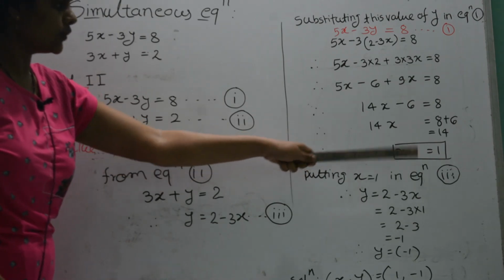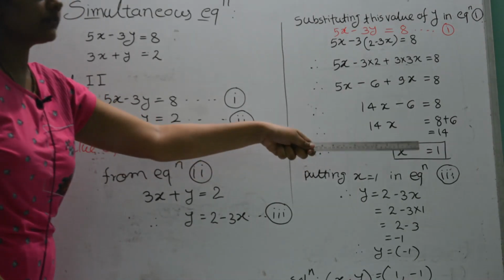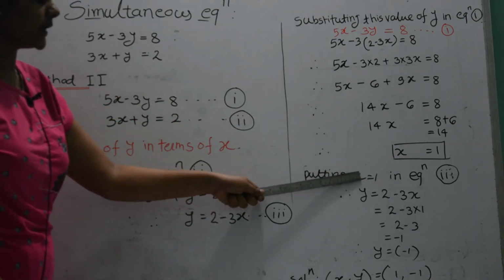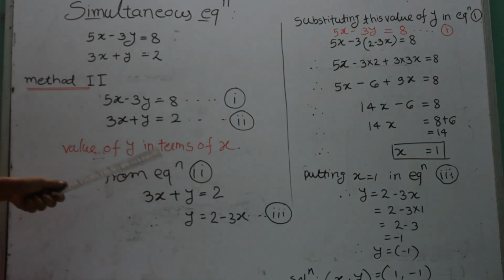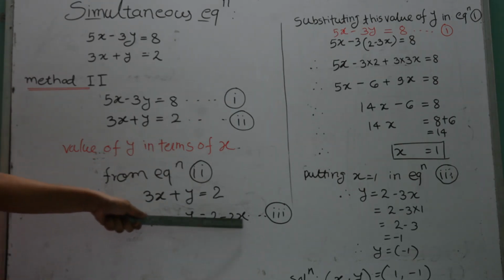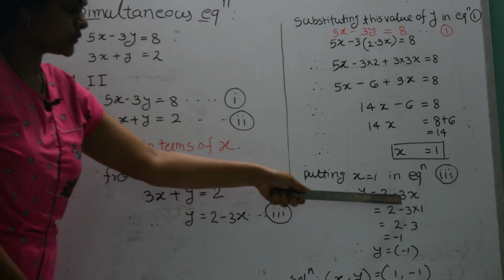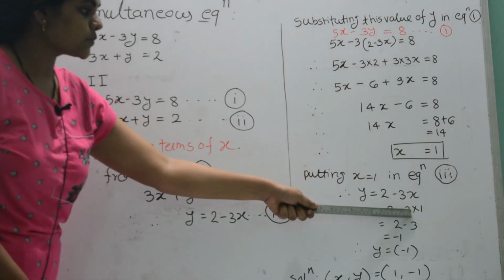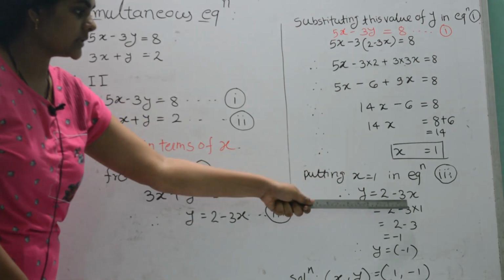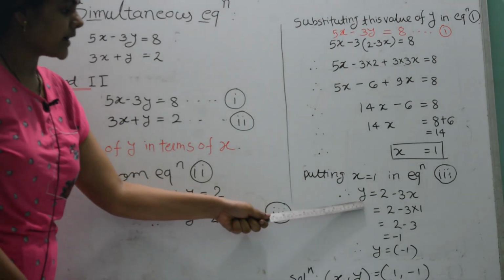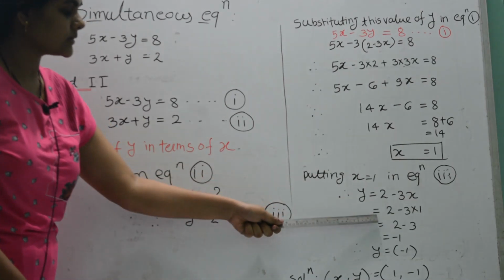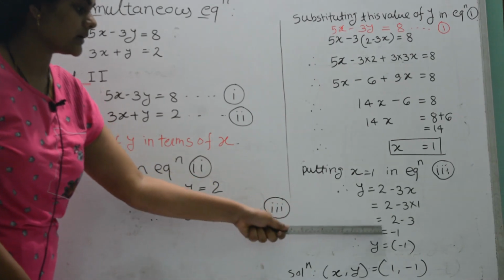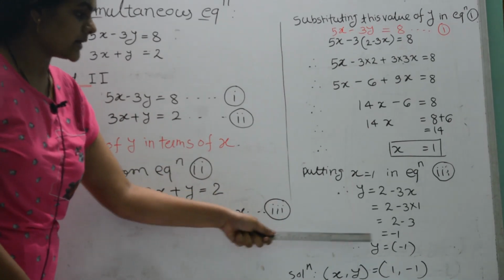Here we get the value of x is equal to 1. When we get the value of any one variable, we can find out the other one. So putting the value of x in equation 3. What is our equation 3? y is equal to 2 minus 3x. So y is equal to 2 minus 3x. What is the value of x? It is 1. I am just putting this value of x is equal to 1 in this equation, that is y is equal to 2 minus 3x, that is equal to 2 minus 3 into 1, that is 2 minus 3, that is minus 1. So I get the value of y as minus 1.